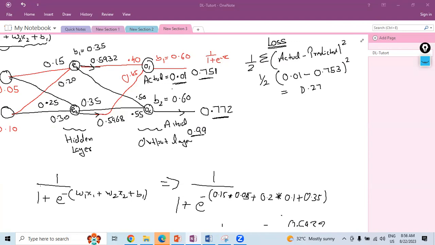Okay. So any other doubt? If there is no doubt, can you please calculate the loss for the O2 as well? I calculated the loss for the O1. Can you please calculate the loss for the O2?